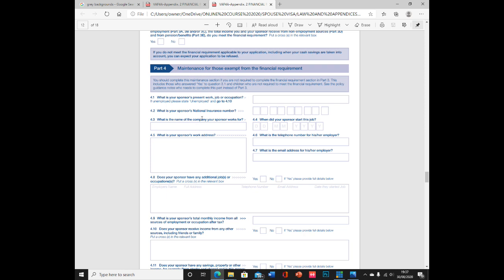So I'm sure you are not too tired yet, because you just need to cover a little bit more in terms of maintenance for those who are exempted from meeting the financial requirement.